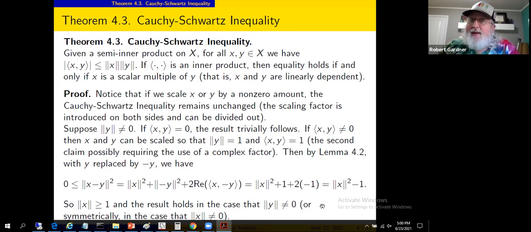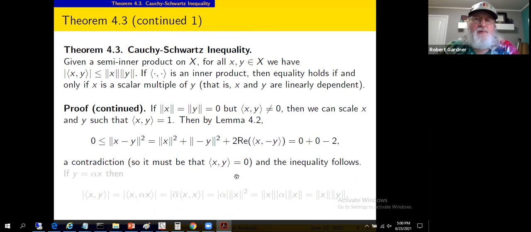So we have established the Cauchy-Schwarz inequality in all cases, except the case where both x and y have semi-norm zero. Am I saying semi every time? Probably not. But if the semi-norm of y is not zero, we're done. If the semi-norm of x is not zero, we're done. If the semi-norms of both x and y are zero, that we haven't shown yet. Not surprisingly, it holds then as well.